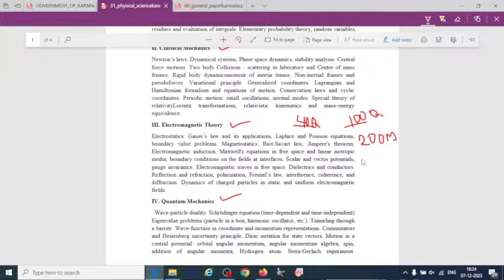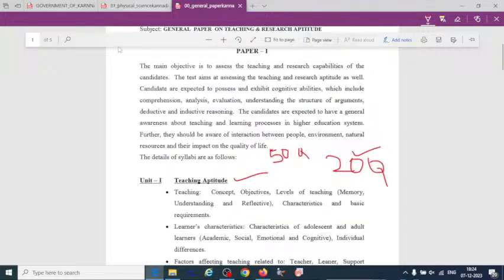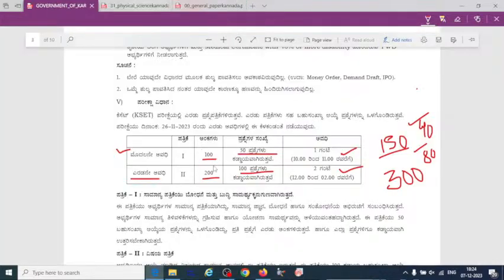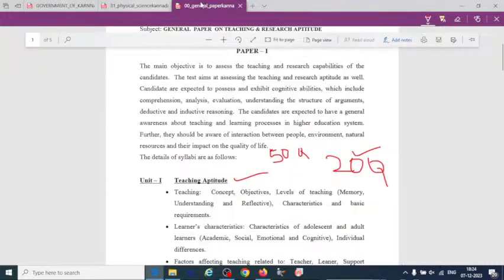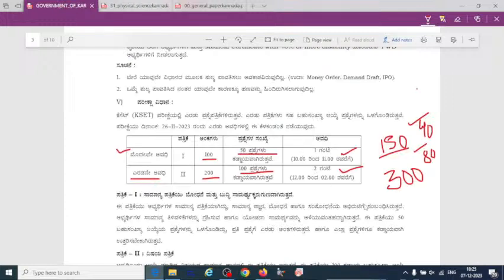And one more thing here, for this paper you are not going to have negative marks, so you can just attempt the questions, but only if you are prepared thoroughly can you attempt the questions correctly.